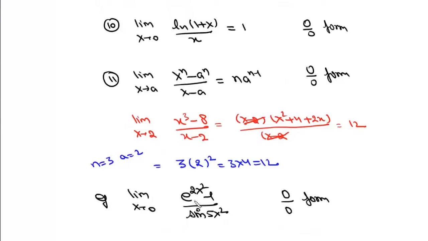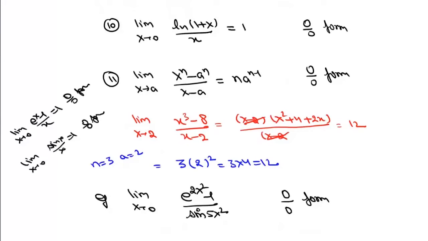Now in this, I see two standard limits. One of the standard limits is limit x tends to 0 e to the power x minus 1 upon x, and this is one if it is 0 upon 0 form, and the other standard limit is limit x tends to 0 sine x upon x, which is one when it is 0 upon 0 form.